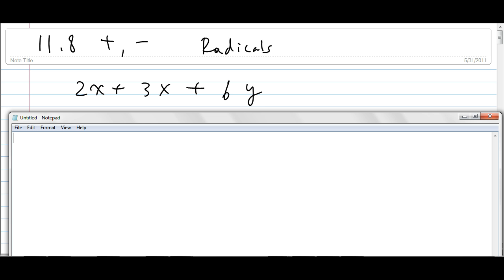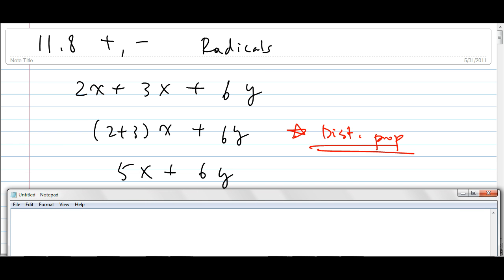Now, why is it that I could add 2x plus 3x, but not 6y with 2x and 3x? Because they have the same variable. Not only that, they are like terms, aren't they? When you have like terms, you could gather them together. What property tells you that you could gather 2x and 3x? The distributive property. You guys remember this? The distributive property tells you that you could add 2x and 3x to get 5x, not 6x.